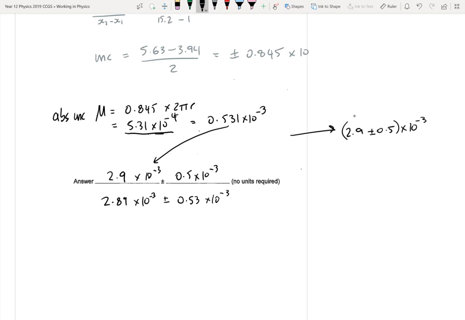Now, the marking key said 3.0 plus or minus 0.6. Well, you're allowed a tolerance, so as low as 2.8 and as high as 3.2. I vividly remember marking this question because it was horribly worded.